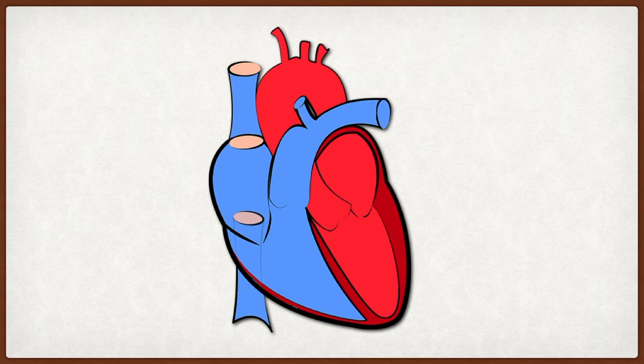So before we get started, let's go ahead and label the different parts of the heart. Remember that there's 4 chambers in the heart. The atria sit at the top and the ventricles sit at the bottom. We have the right atrium, the left atrium, the right ventricle, and the left ventricle.